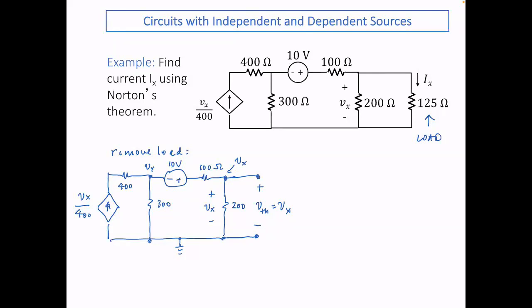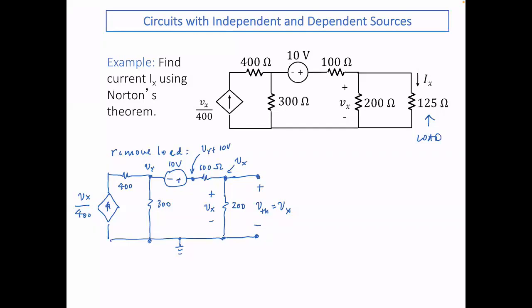I need to identify this particular voltage here. This voltage is V sub y plus 10 volts. Itong voltage na to is V sub y plus 10 volts. Note that if you consider this voltage to be V sub z, then V sub z minus V sub y should be equal to 10 volts. And that's why V sub z is V sub y plus 10 volts.